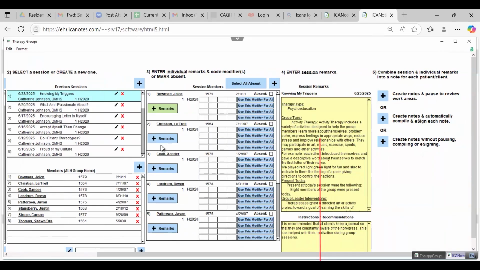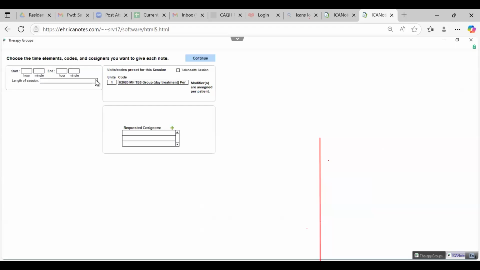So I'm going to do this one right now. Usually, once we finish all of our clients, we're going to create the note and automatically compile and e-sign, but I'm only doing one at a time, and I want you all to see how this goes. So I'm going to create the notes without pausing. Okay. We always do our groups at the same time. This helps. A lot of you all do your groups at the same time as well with camps or whatever activity, but we always do 5 o'clock to 7:30. Okay. And it tells our length of session.